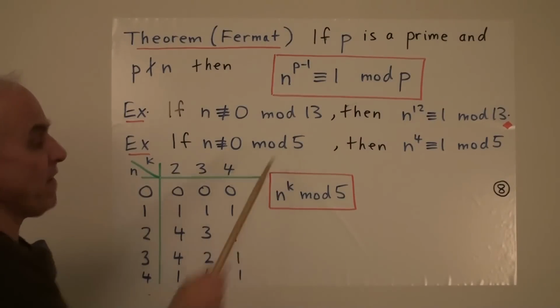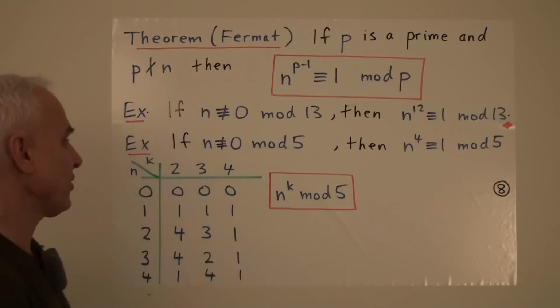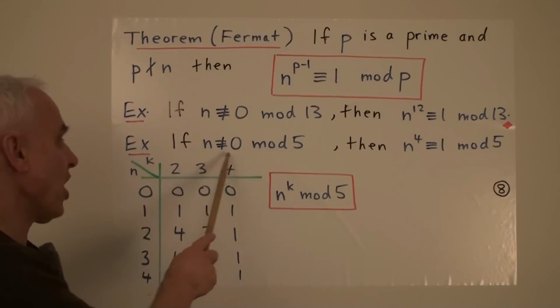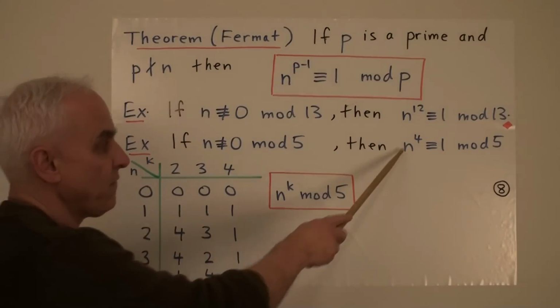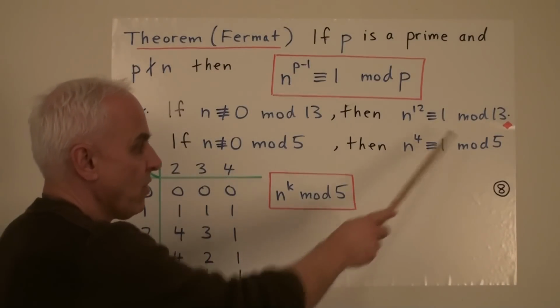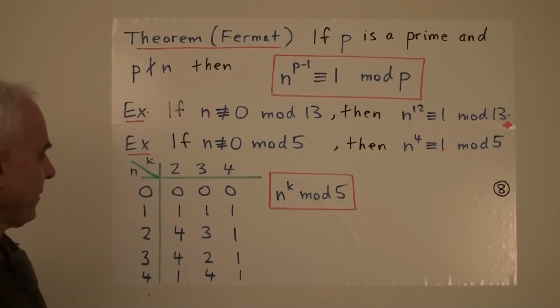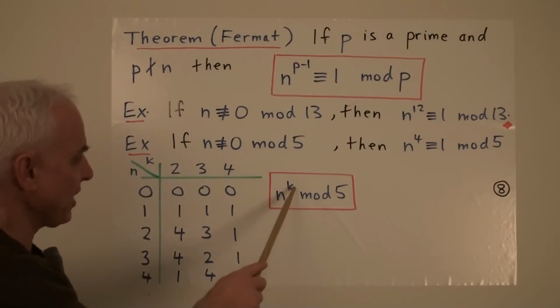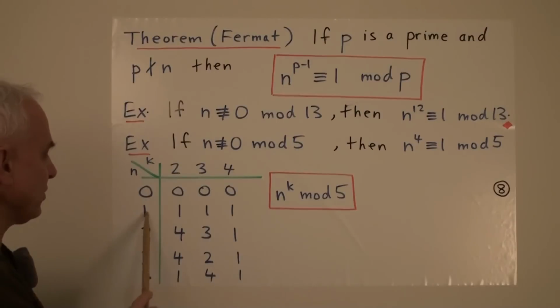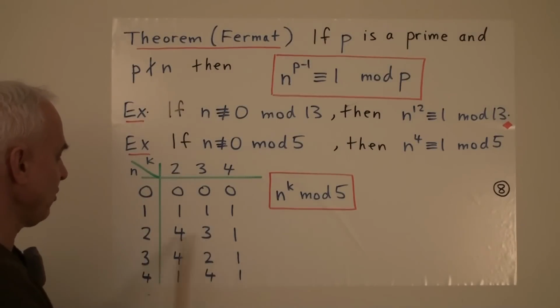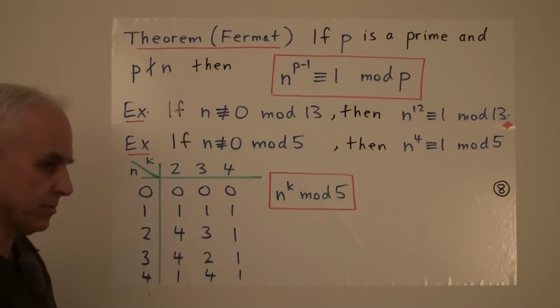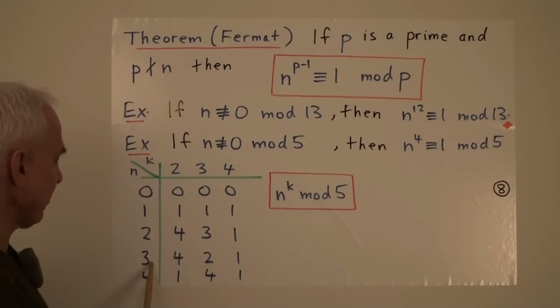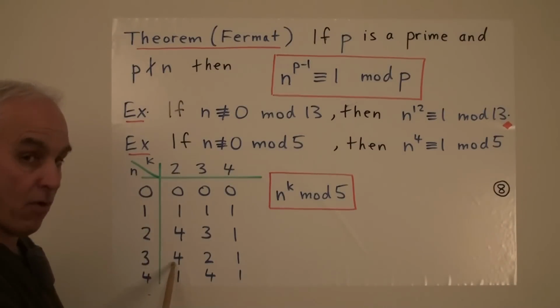And say mod 5, a simpler modulus, if n is not congruent to 0 mod 5, then n to the 4th will be congruent to 1 mod 5. And we can make a simple table of powers here. This is a table of n to the k mod 5: powers of 1, powers of 2, powers of 3, powers of 4. For example, 3 times 3 is 9, which is the same as 4.